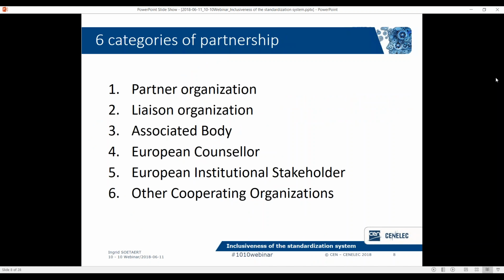There are 6 categories of partners within CEN and CENELEC. We have the partner organization, liaison organization, associated body, European councillor, European institutional stakeholder, and then other cooperating partners. All European partners cooperating with CEN and/or CENELEC fall into one of the categories depending on their private-public nature, their representativeness, and area of interest.